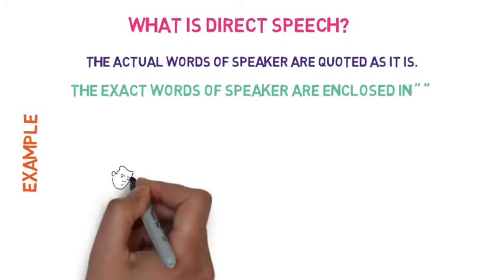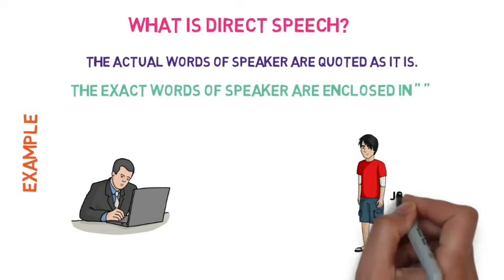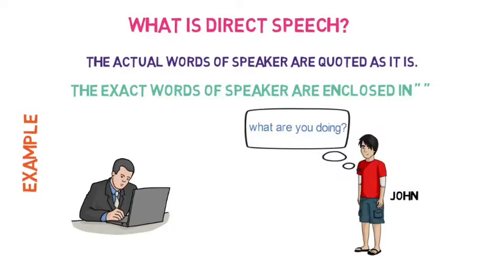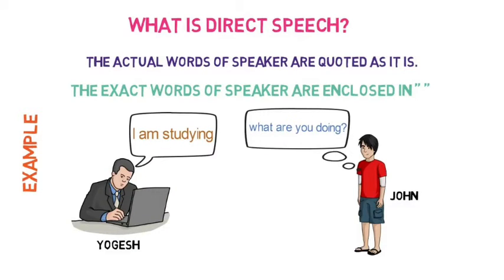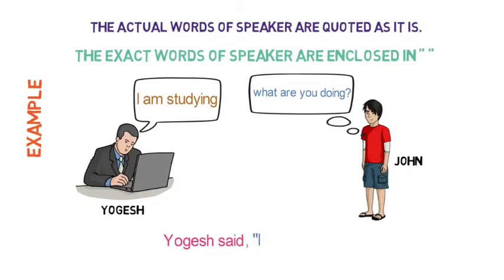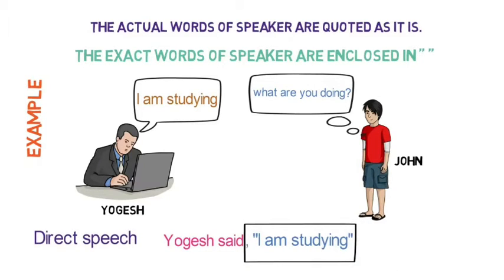For example, Yogesh was studying when his friend John came. John asked, "What are you doing?" He said, "I am studying." Now, if John wants to report what Yogesh said as it is, then he can say, "Yogesh said, 'I am studying.'" This is direct speech. Here you can see the quotation marks around the sentence "I am studying." Also, said is the reporting verb here and "I am studying" is the reported speech.